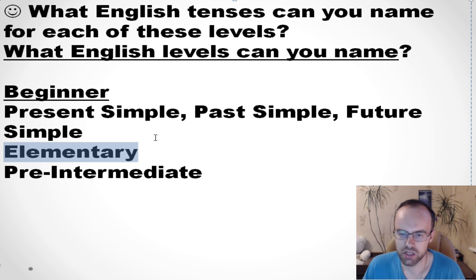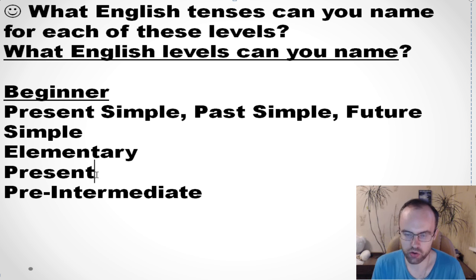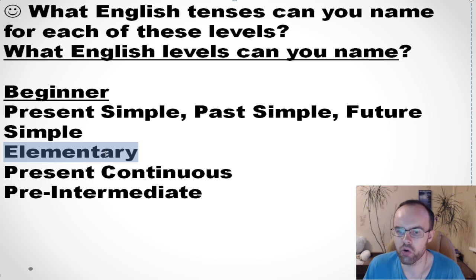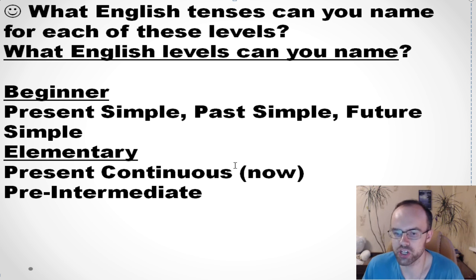Very good. So, let's look at the next level, elementary. So, what else should you know? I believe that you also need to know present continuous. So we use present continuous for things which are happening now or for things which are happening at the moment. Good, present continuous.